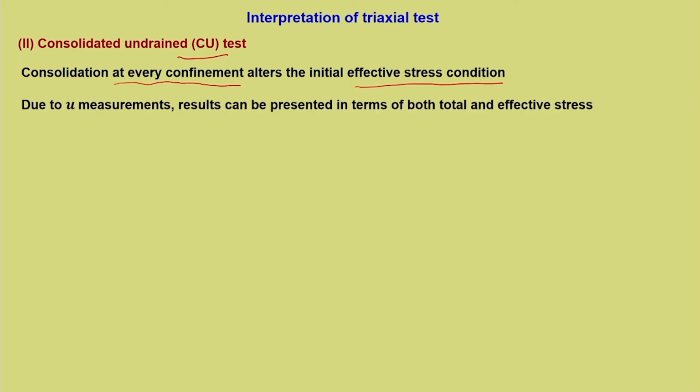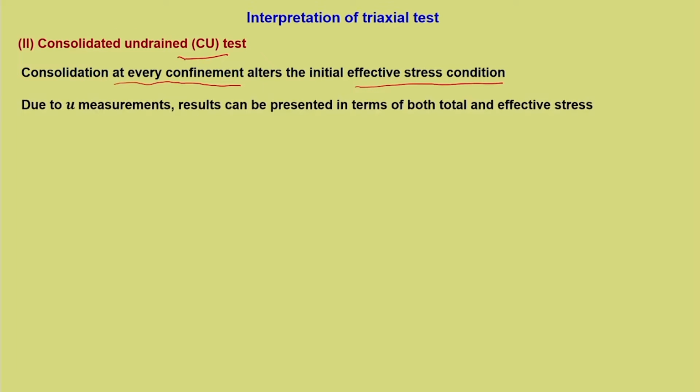Now, what is the significance of this statement? When the strength of the soil differs, in terms of Mohr circle, the diameter will keep changing, which was not the case for the UU test. So, that is the significance of what is meant by consolidation at a given cell pressure.